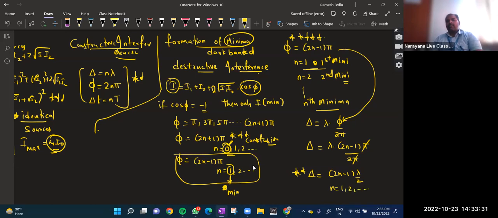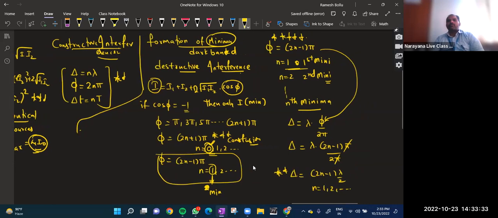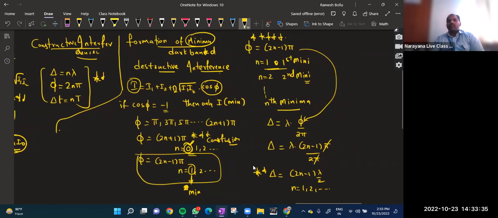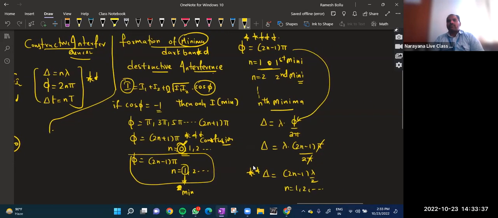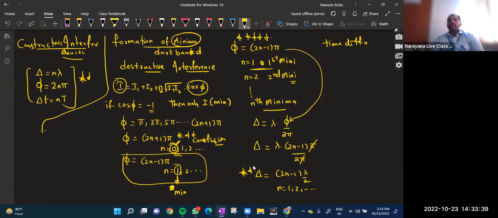And what is the time difference between the two light waves to form nth minima? Who will tell the formula? Time difference equals capital T into path difference by lambda. Path difference how much? 2n minus 1 into lambda by 2, divided by lambda. No?